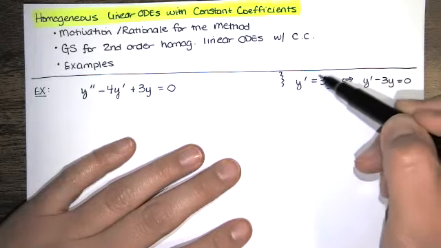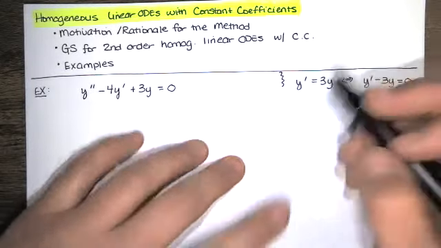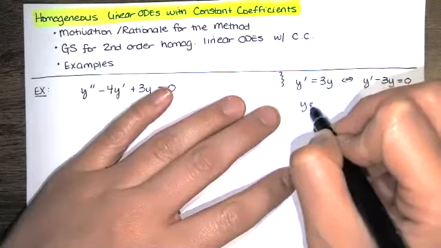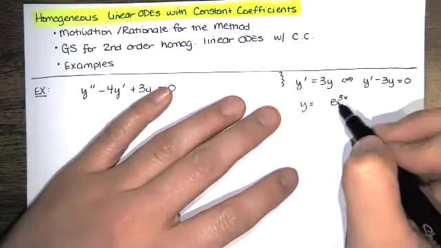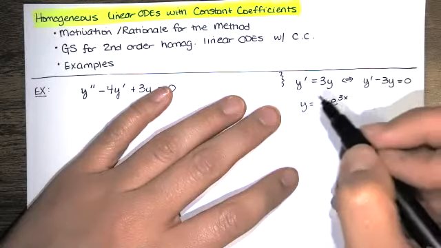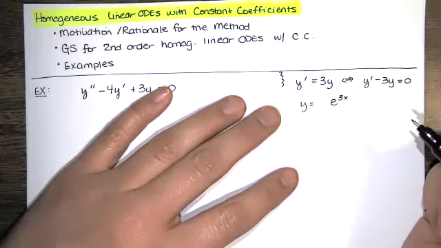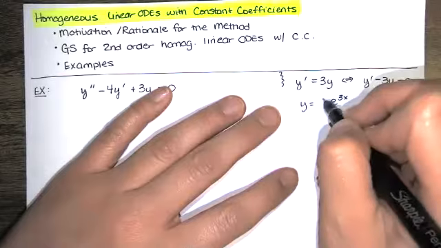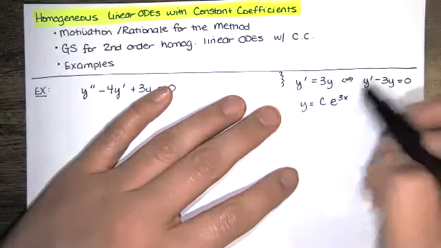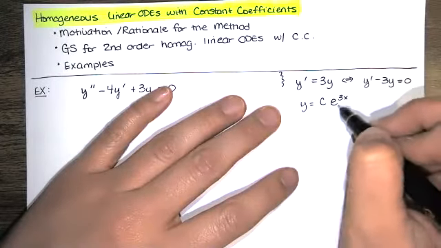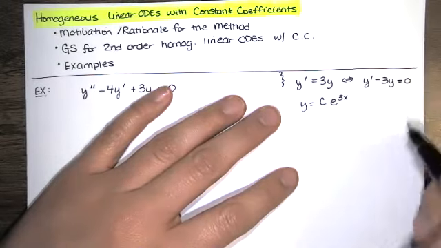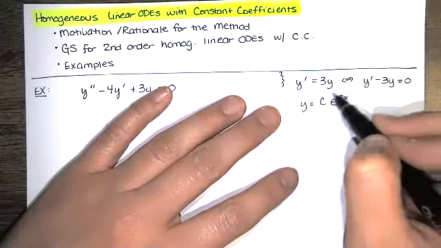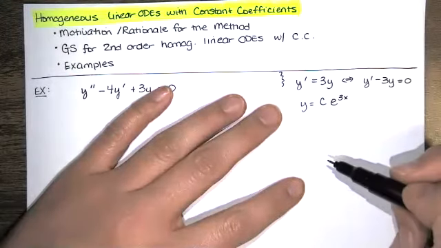But if you want to get 3 times the function back, y equals e to the 3x turns out to work because the derivative of e to the 3x is 3 times e to the 3x. So that works. And then it turns out that if you multiply that by a constant, that also works. The derivative of a constant times e to the 3x is 3 times the constant times e to the 3x. So this function satisfies that differential equation.